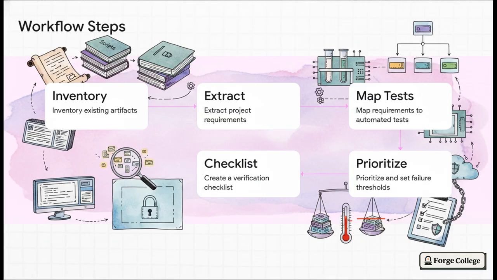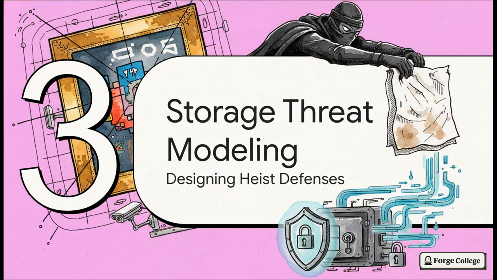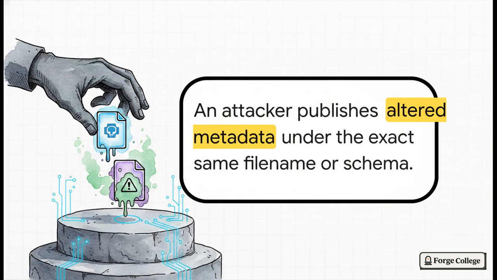Simple, right? Okay, on to part three, storage threat modeling, or as I like to call it, designing the heist defenses. This is where things get really fun because we're drawing up countermeasures against digital art thieves who want nothing more than to swap out your digital Mona Lisa for, I don't know, a doodle on a napkin. Our very first attack vector is content poisoning. This is a sneaky one. It's where an attacker tries to publish malicious or altered metadata under the exact same file name or schema, basically crossing their fingers and hoping your system won't catch the bait and switch.